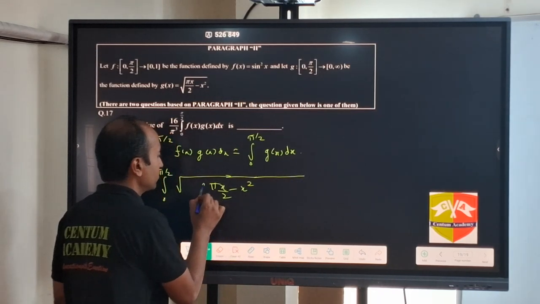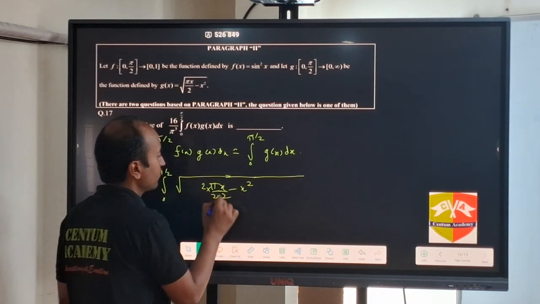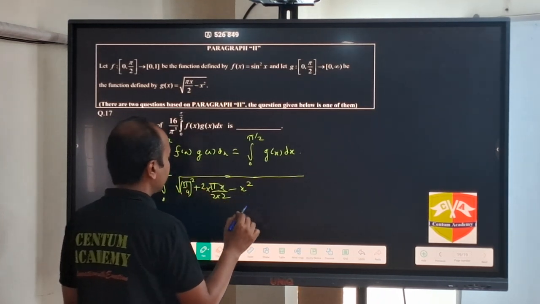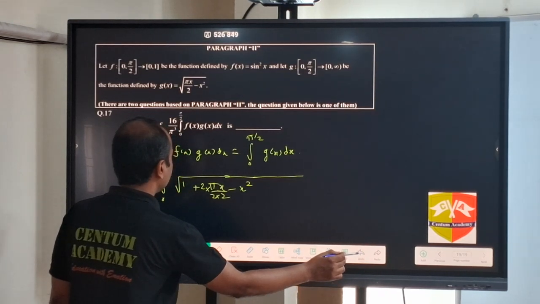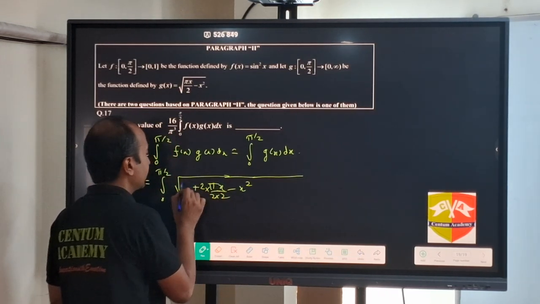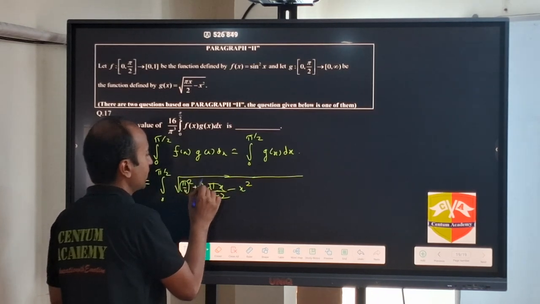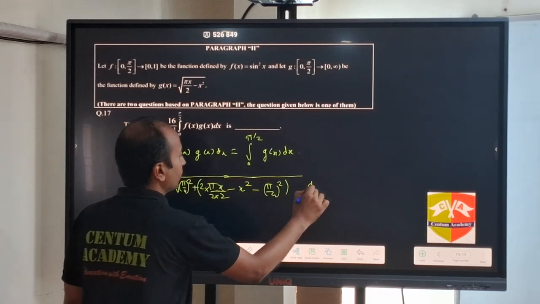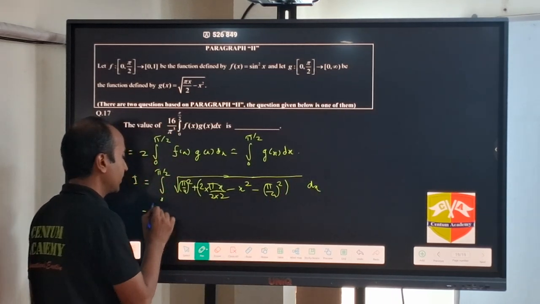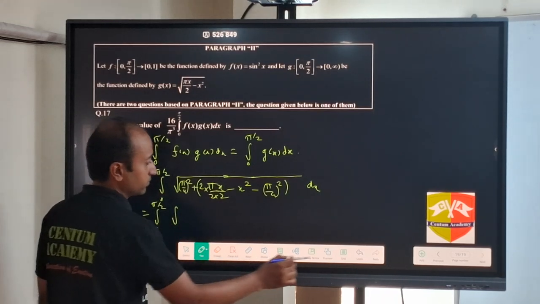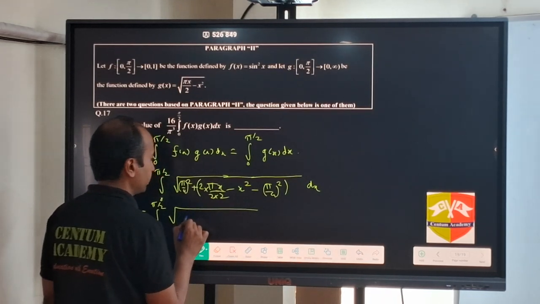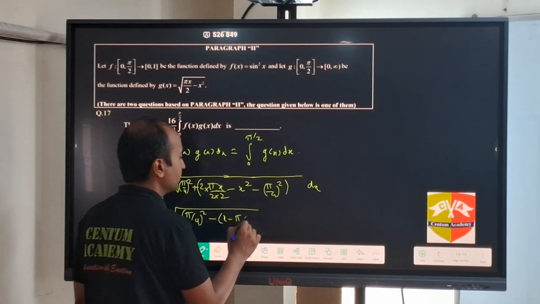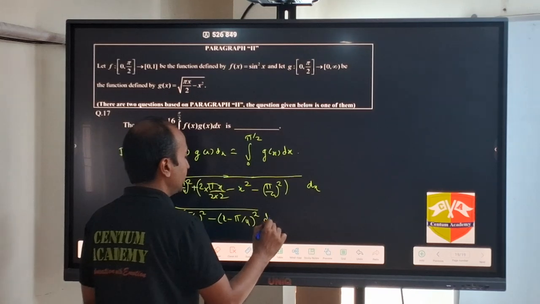So what we are going to do is try to make it a perfect square. So this is 2 times pi by 4 times x. So we'll have to add a (pi by 4) whole square and subtract a (pi by 4) whole square. Let me write subtraction first and addition later, or anything is fine. So this becomes the integral from 0 to pi by 2 of the root of (pi by 4) whole square minus x minus pi by 4 the whole square dx.